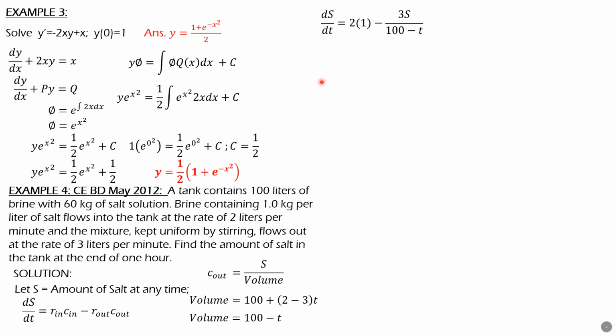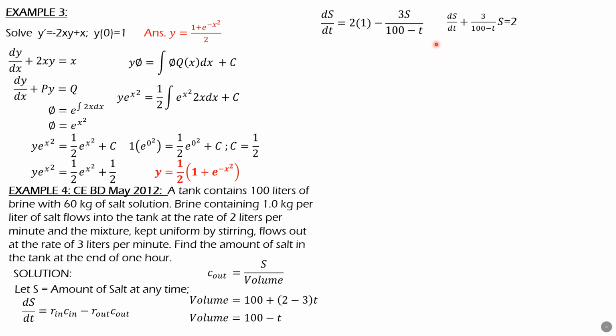And writing this in the form dS/dt, where the variable is t, plus, transposing to the left, plus 3 over 100 minus t times S. So plus 3 over 100 minus t, that would be the p, and equals, that is the q, which is constant. So that's the form after we pattern it from here.